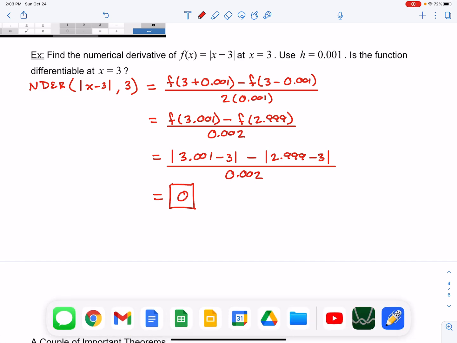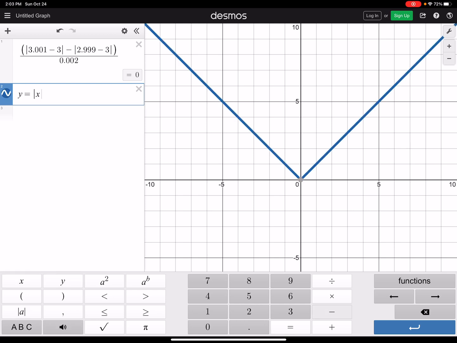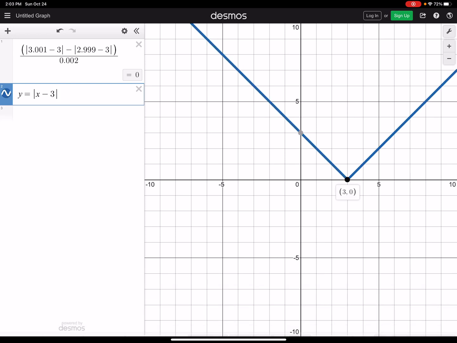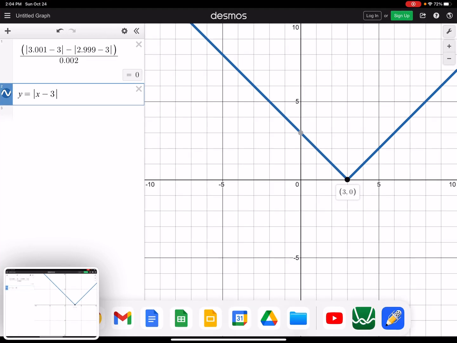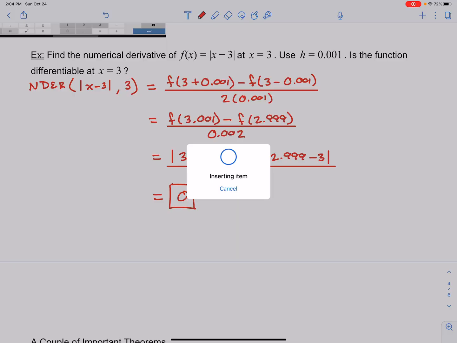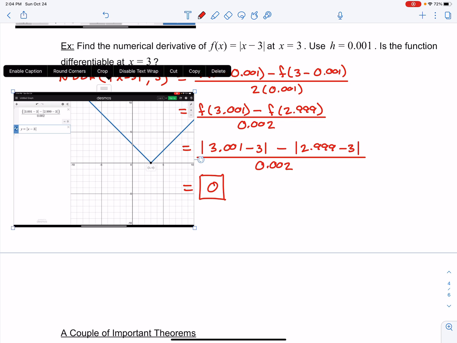We always want to verify this with our graph though, because if we look at our function, f of x, or y equals the absolute value of x minus 3, it looks like this. And where x is 3, we see that we have a corner, a nice sharp point. So we're not actually differentiable there. So just because our numerical derivative calculation gives us a number, that doesn't mean that we're actually differentiable there. You always want to verify with your graph. You always want to look and see.